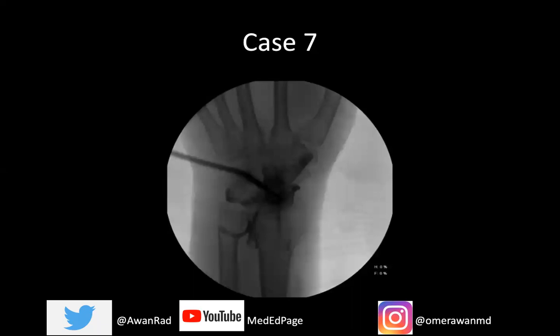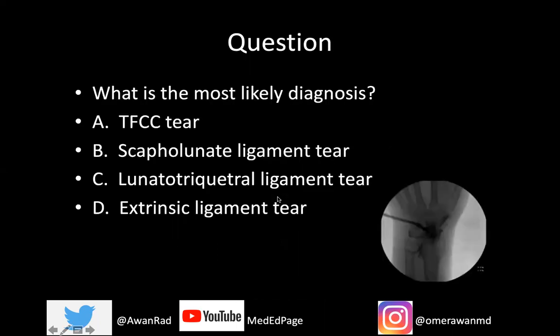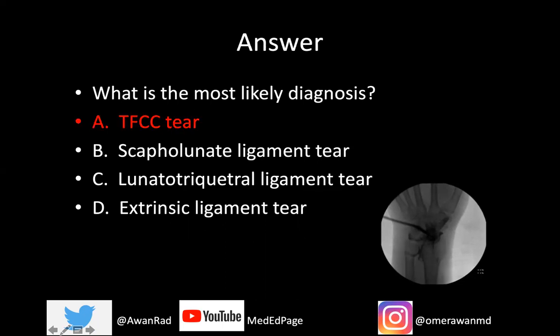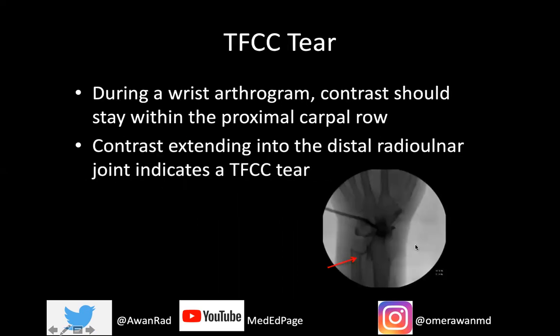Case number 7, we have a wrist arthrogram, right? We've injected contrast into the radiocarpal joint. The question is, what's the most likely diagnosis? Well, the key to all arthrogram cases is to identify where contrast should be and where it shouldn't be. So contrast should only be in the radiocarpal joint, but we have contrast in the distal radioulnar joint. See this contrast here? That indicates that there's a TFCC tear, right? Because that's the barrier. That's the barrier that's going to prevent contrast from going from the proximal carpal row or the radiocarpal joint into the distal radioulnar joint, right? So this is a nice example of a TFCC tear.